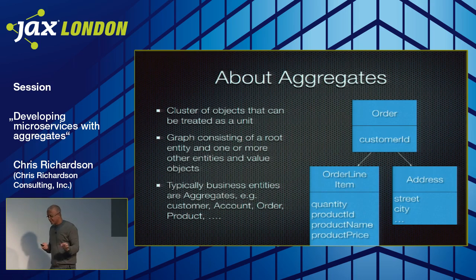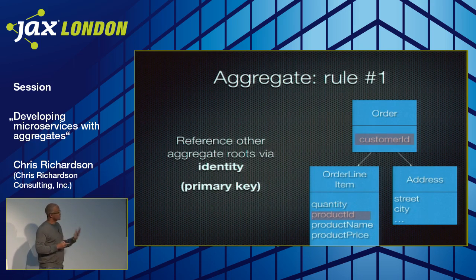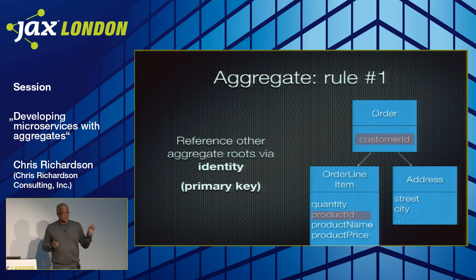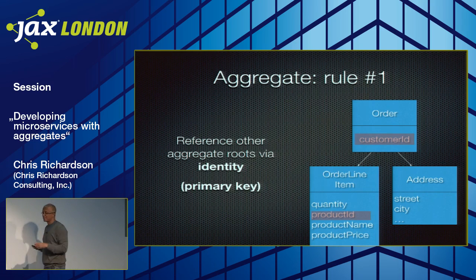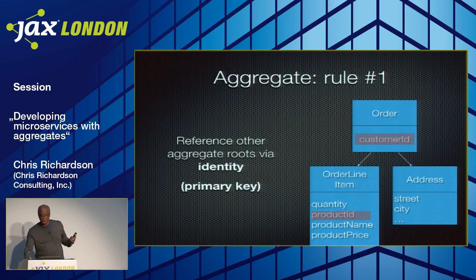But what makes it particularly useful in the microservice architecture is that aggregates have to obey certain rules. So the first rule is that references between aggregates have to be in terms of the identity. So you don't have an object reference, but you basically have the primary key of, in this case, say the customer. Instead of a customer object reference, you have the customer ID. Likewise, an order line item references a product ID and not the actual product.